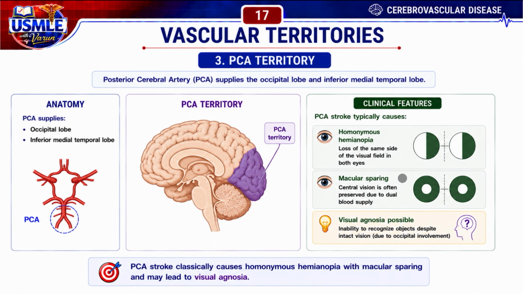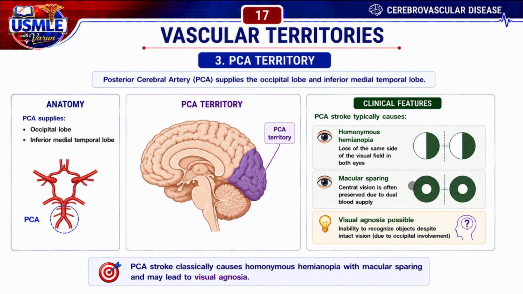Then we need to discuss about macular sparing, which is a very common possibility in PCA territory involvement. So whenever you see something that's related to stroke and the question mentions macular sparing, you need to think about PCA territory involvement. So central vision is often preserved due to dual blood supply. The central area is usually supplied by dual arteries. So that's the reason why macular sparing occurs in these cases.